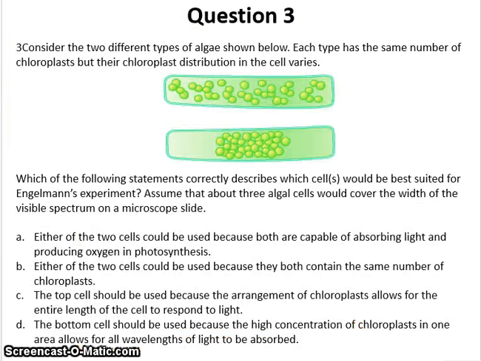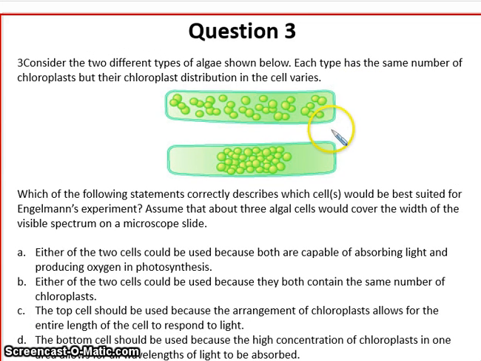Let's go to question number 3. Consider 2 different algae types. Each type has the same number of chloroplasts, but their chloroplast distribution in the cell varies. So we can see that they're very spread out up here, versus down here, they're kind of congregating in the middle.